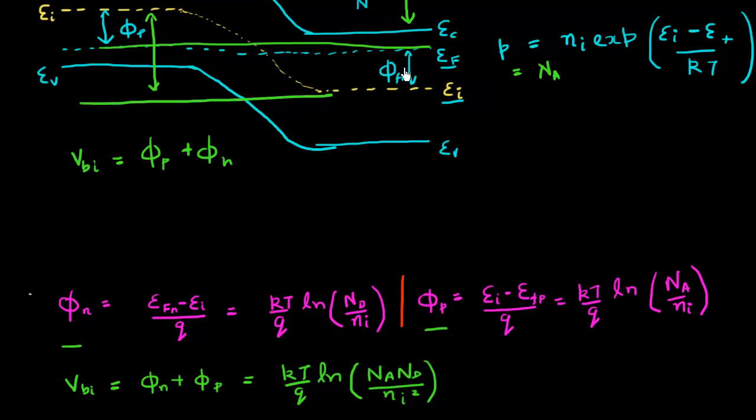So this phi n, actually let me correct this mistake, this is phi n. So this phi n on the n-type semiconductor depends upon the doping density in the n-type semiconductor. Similarly, this phi p depends upon the concentration of acceptors in the p-type semiconductor. And this built-in voltage is equal to the sum of this phi p and phi n, and that depends upon the product of the doping density on the n side with the doping density on the p side, and it's given by this formula.